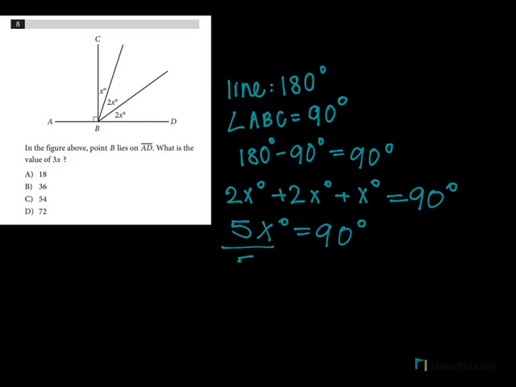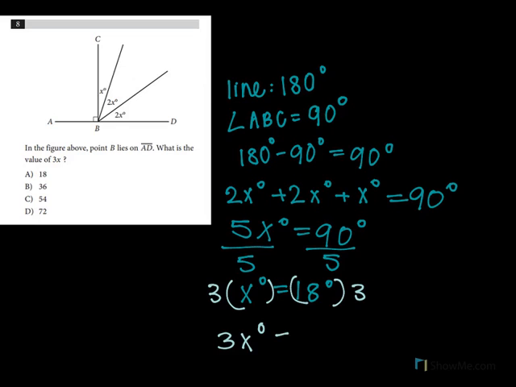and now we can just divide by 5 on both sides, and basically we'll just have x degrees equals 18 degrees. And basically we see that x is 18, however the question is asking what's the value of 3x, so don't get stumped or tricked at this point. So all you need to do to find 3x is multiply both sides by 3.